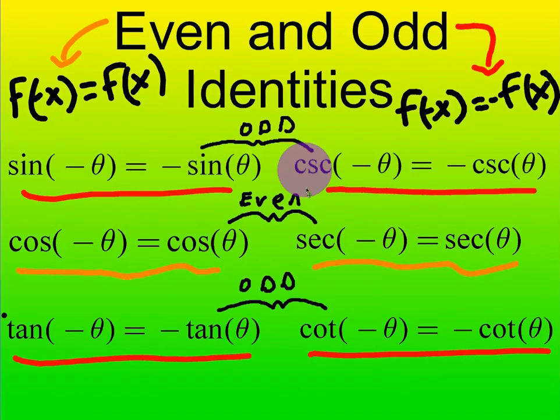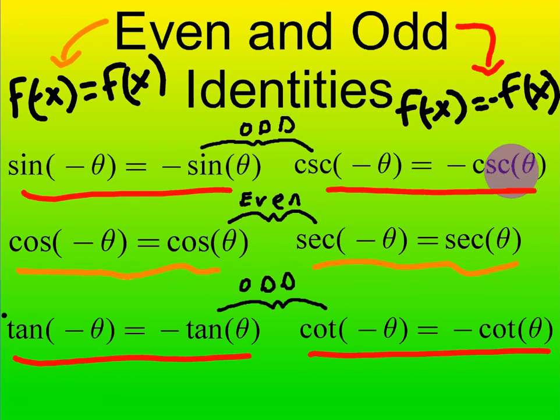The same will be true for cosecant, simply because cosecant depends on the y value. It's just 1 over y. So if we start with an angle and look at the negative version of that angle, or flip it over the x-axis, it will be the opposite sine of the original angle. So therefore cosecant is an odd function.